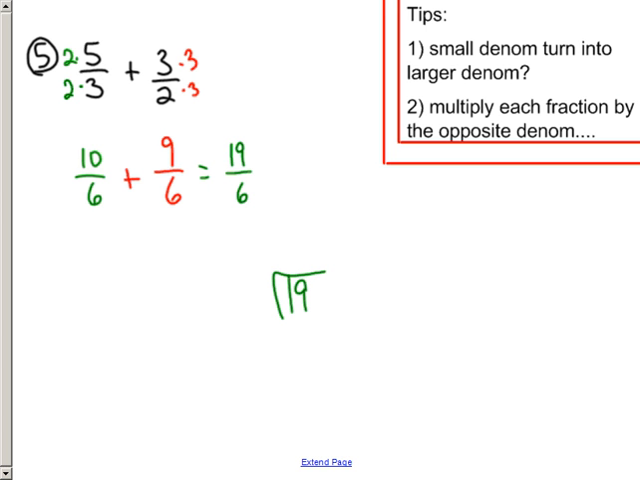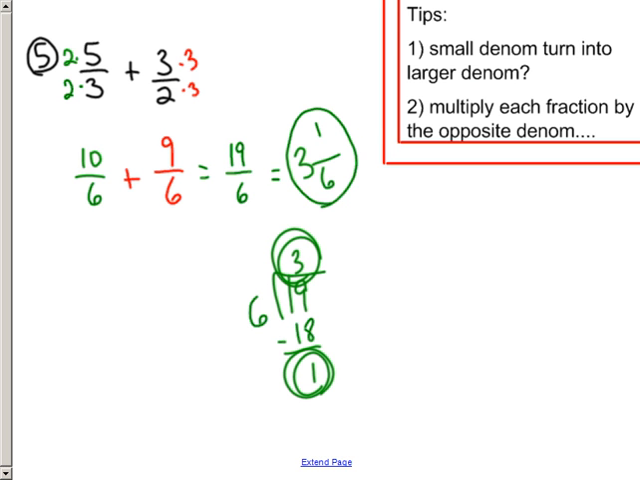Improper fraction. Remember, this number right here is going to become your whole number. Anything left over becomes the new part of the fraction. And always keep your original denominator. So there's your answer, 3 1/6.